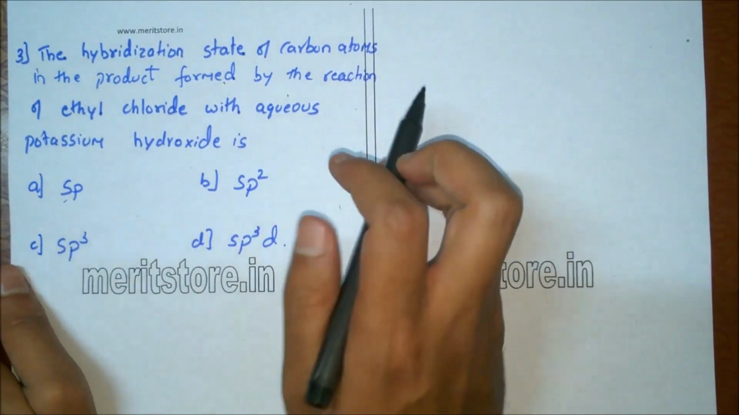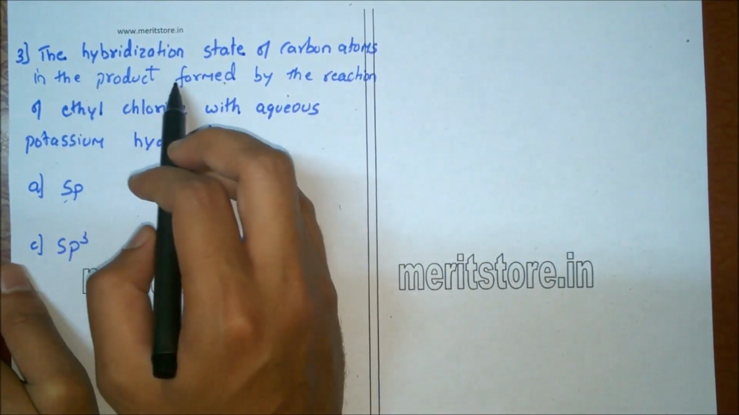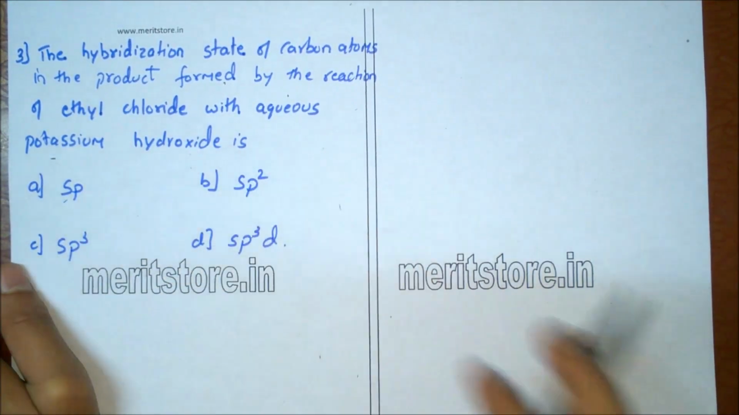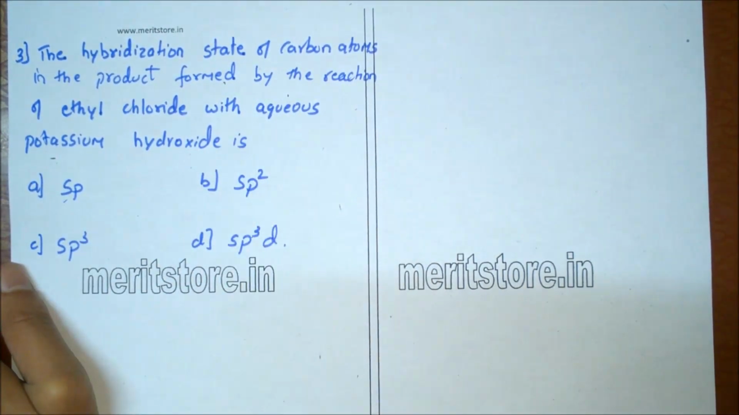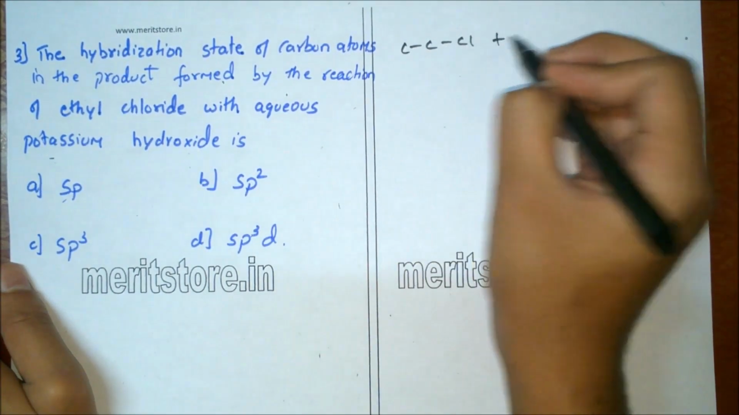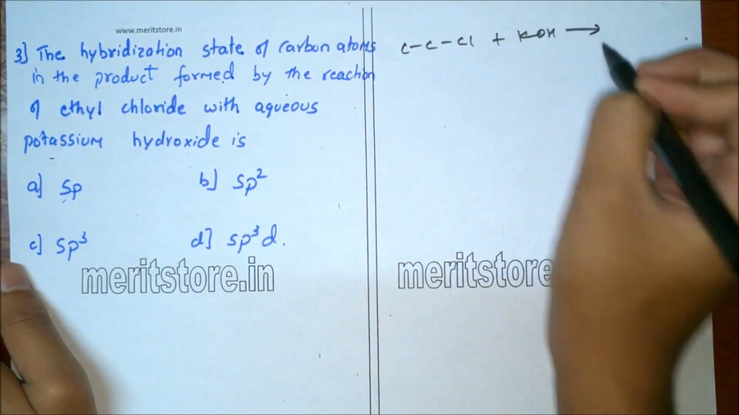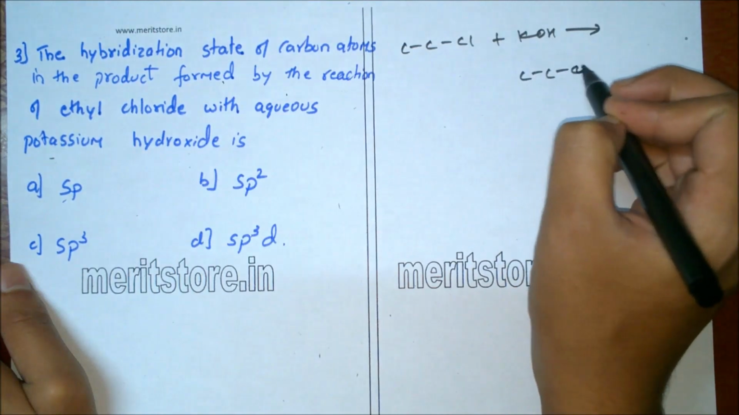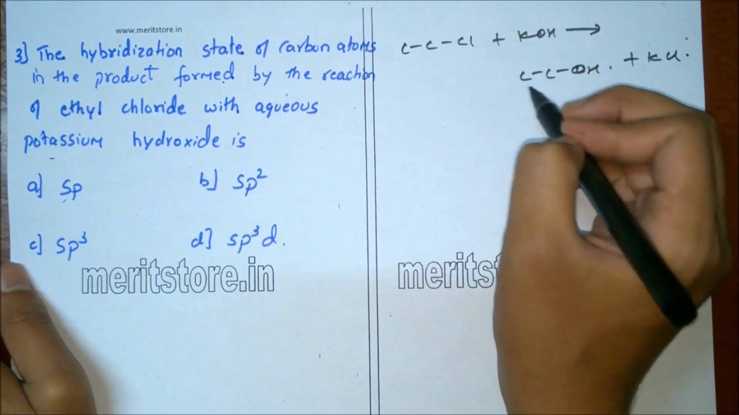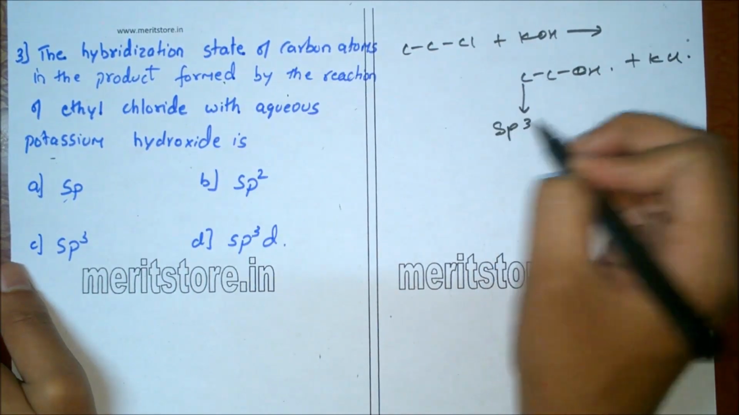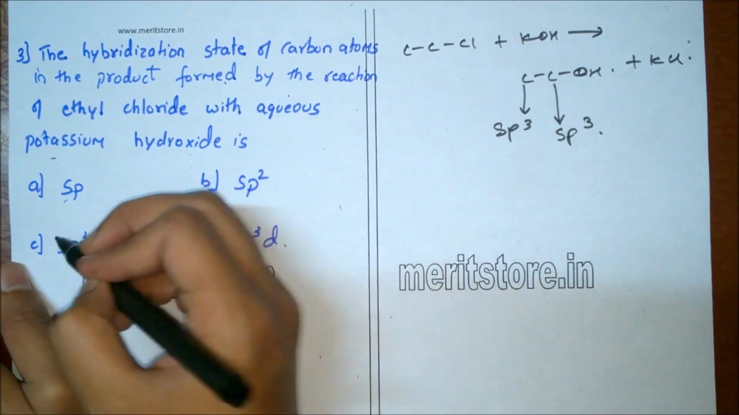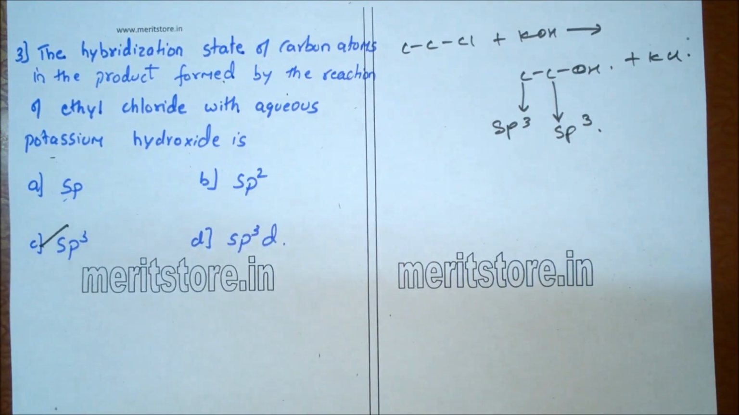The hybridization state of the carbon atom in the product formed by the reaction of ethyl chloride with aqueous potassium hydroxide is. So when ethyl chloride reacts with aqueous potassium hydroxide, it will give ethyl alcohol plus KCl. So this carbon is sp3 hybridized and this one is sp3 as well. So option C is the correct answer.